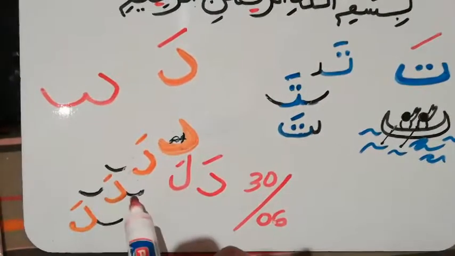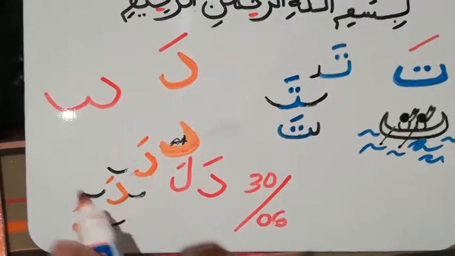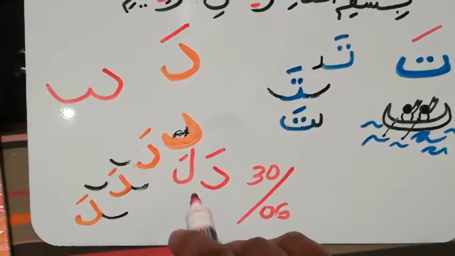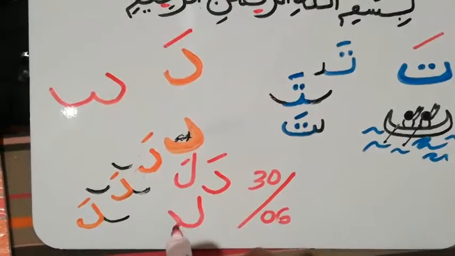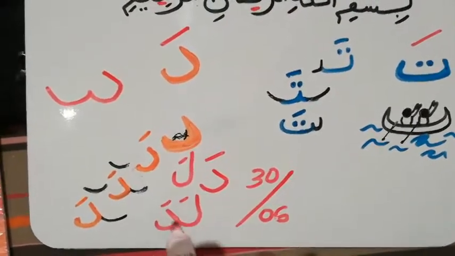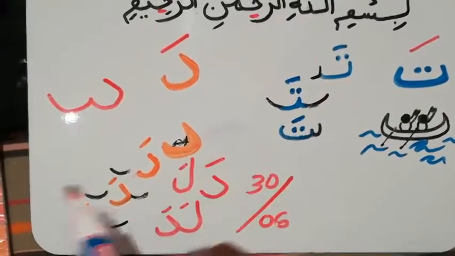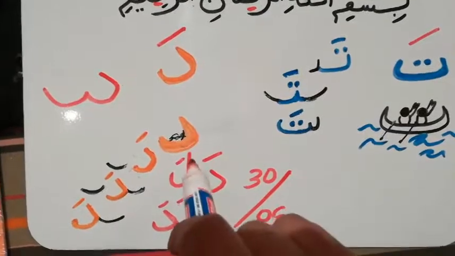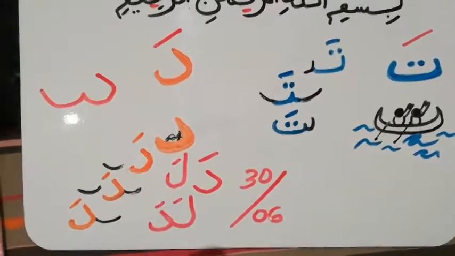Okay, but the letter dal can join before. So for example, if I'm going to take the lam and I'm going to join it to the dal. There we go. La. Da. Now it's joining. So the letter dal can join before, but it cannot join afterwards. If a letter appears after the letter dal, it will be separate from the letter dal.